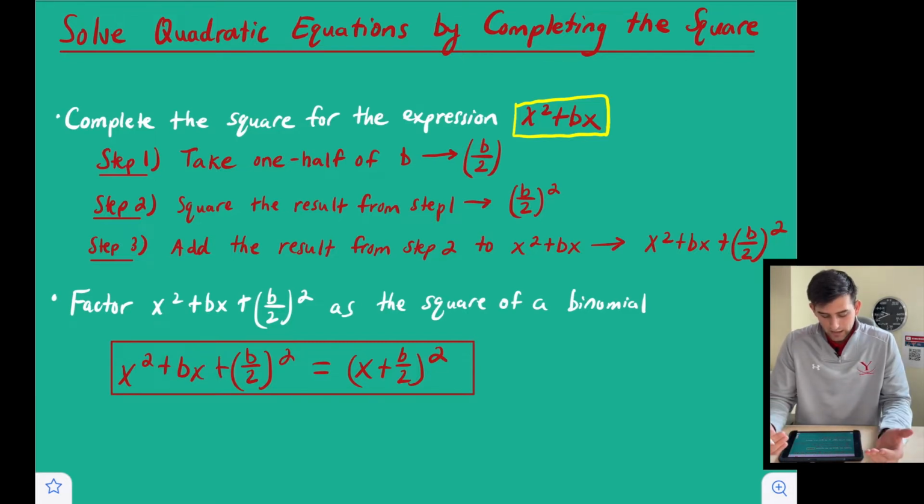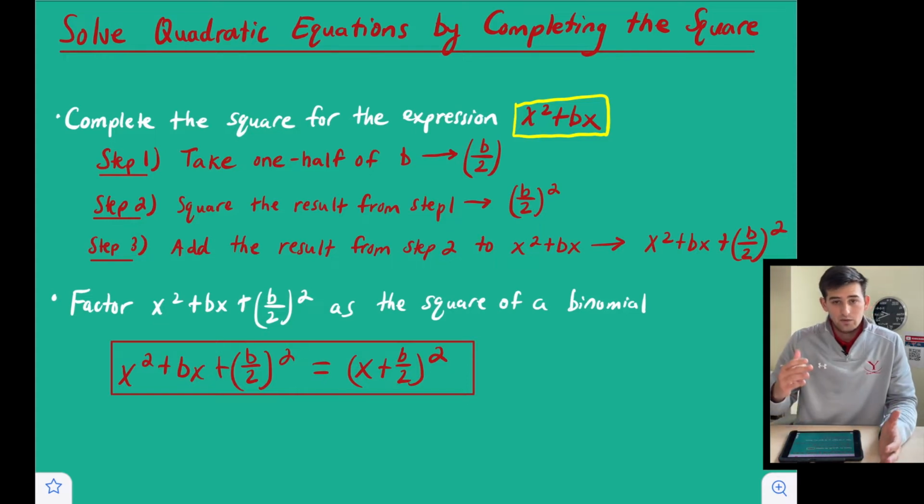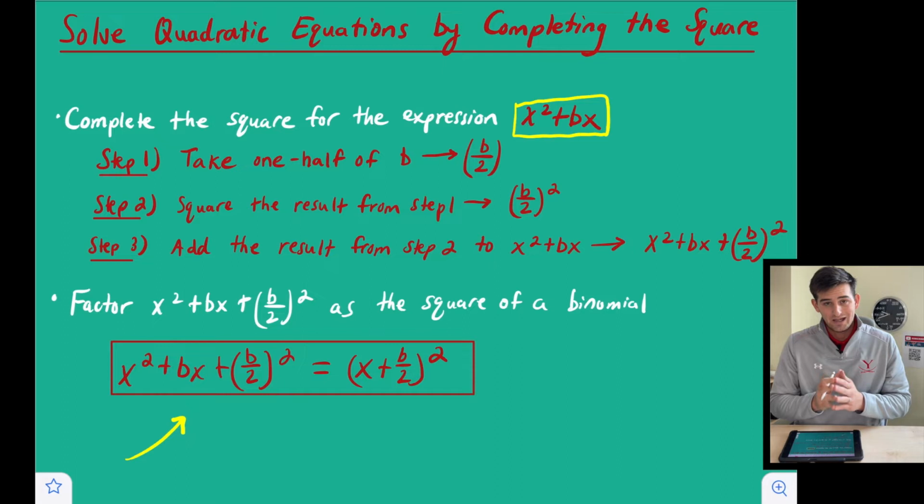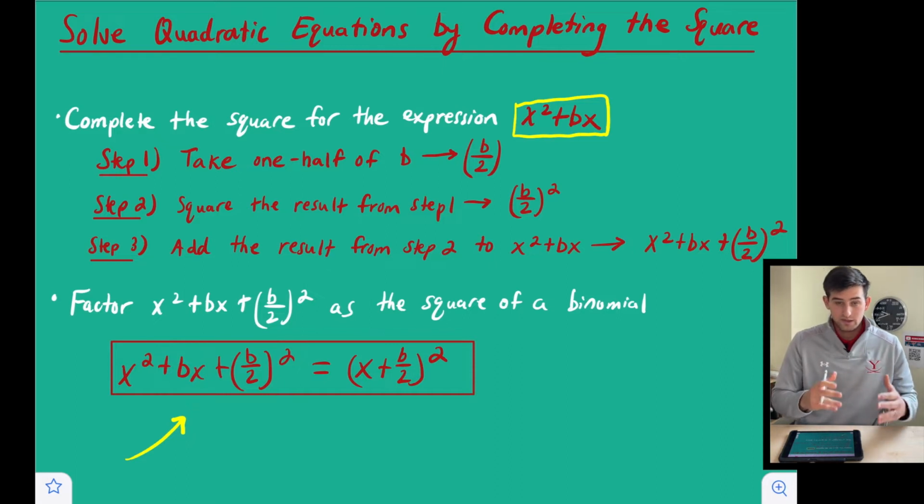So how do we do that? Well, we have three steps. Step number one, we want to take 1/2 of b, or we want to say b divided by 2. Once we do that, we're going to square that result. So we're going to take b divided by 2 and square it, and then add that to our binomial x squared plus bx. So our final trinomial is going to look like this: x squared plus bx plus b over 2 squared.